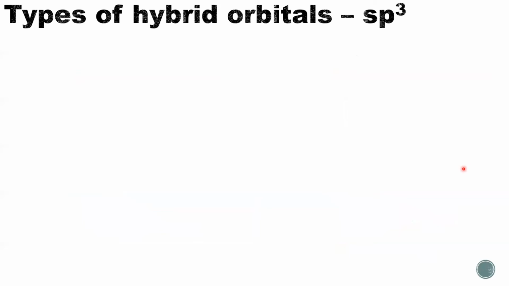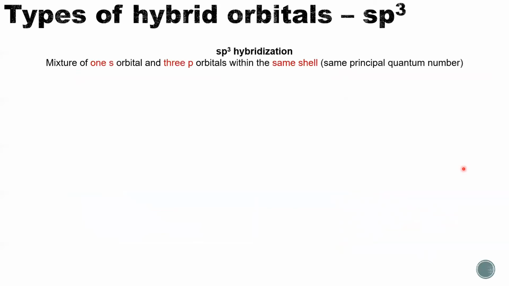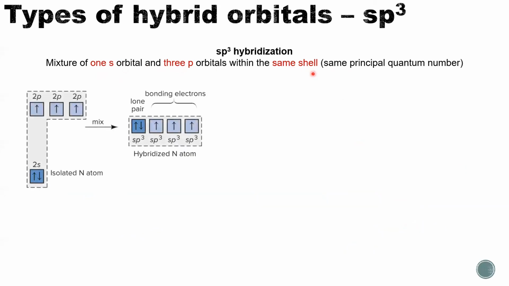Okay. Now let's take a look at sp3 orbitals. We use one s orbital and three p orbitals within the same shell, the same principal quantum number. So we used up all the p orbitals and s orbitals. So we have the sp3 hybridization, and then we have this tetrahedral shape.